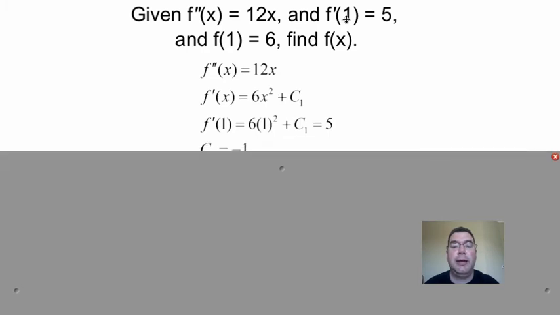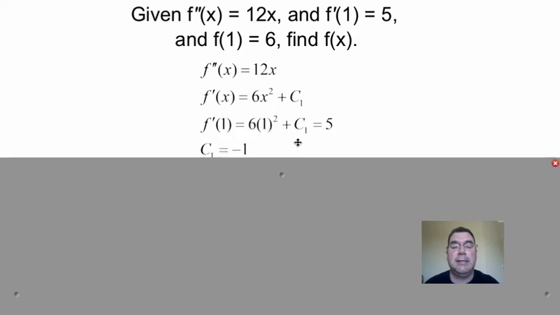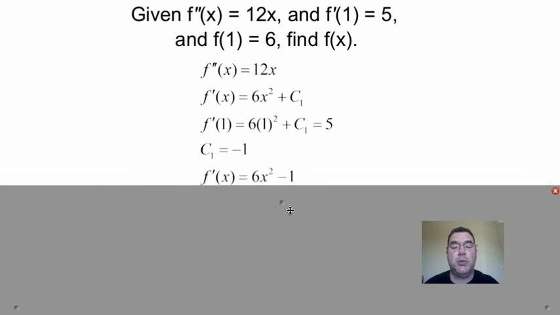Alright, so just like before, I found a general solution for what f prime is, but I also know that when x is 1, the first derivative is 5. So I plug in x equals 1, and I figure out very quickly that my first constant, my c1, is negative 1. So that allows me to more accurately say what f prime of x is. So I now know that f prime of x is 6x squared minus 1.